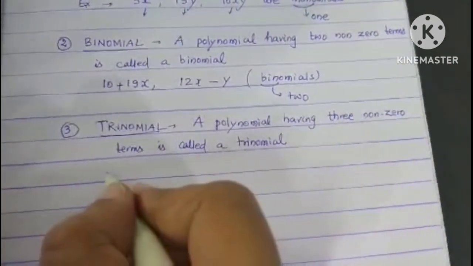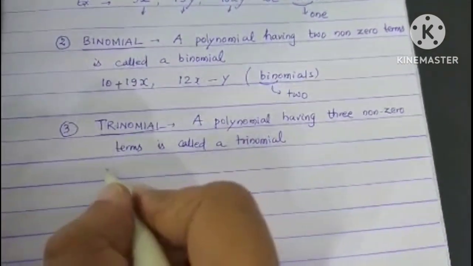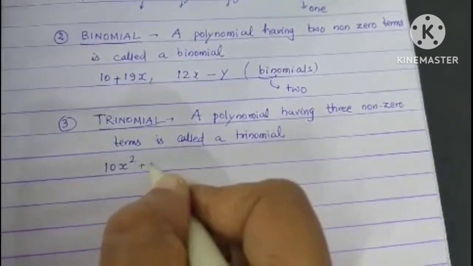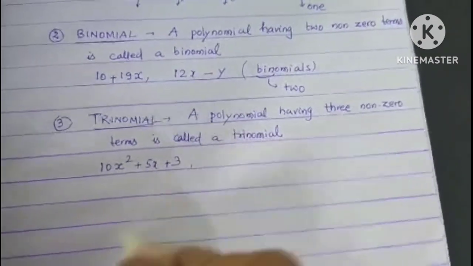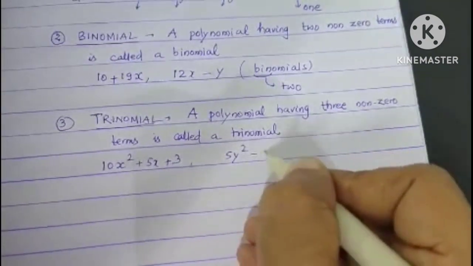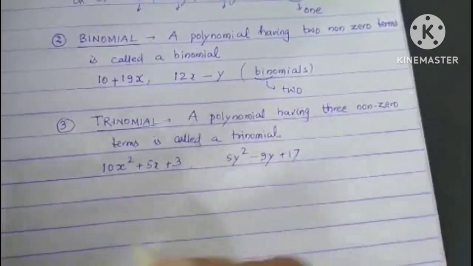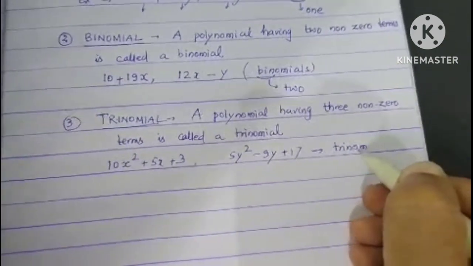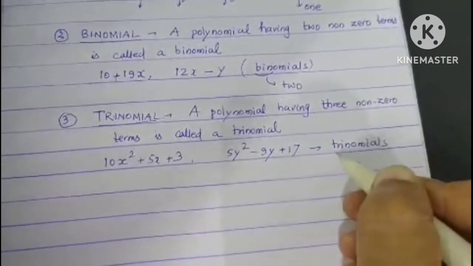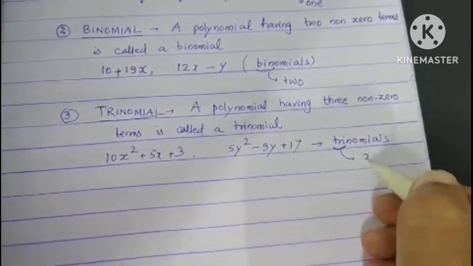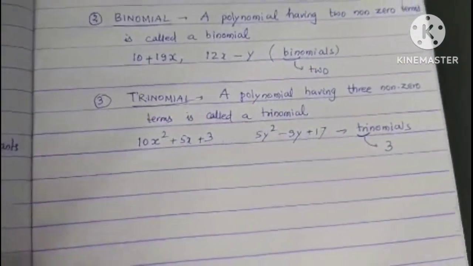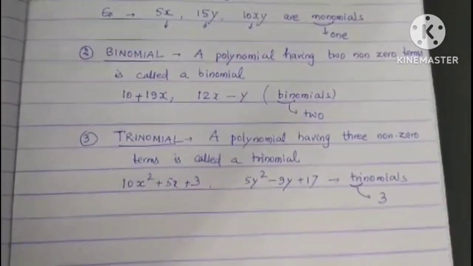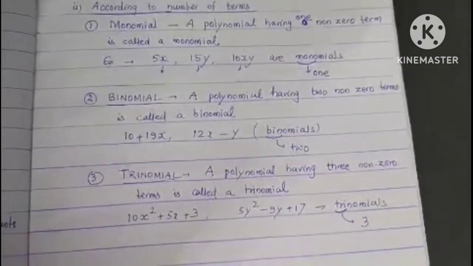The examples you can write like 10x square plus 5x plus 3, 5y square minus 9y plus 17. So all of these will be trinomials. Trinomials means having three non-zero terms, and tri means 3. So monomial, binomial and trinomial are according to the number of terms.